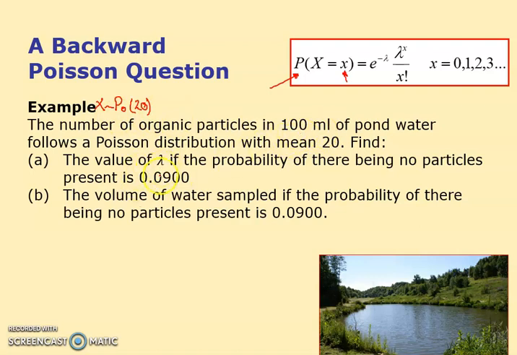Oh, no, right, I see. This is not true. This is true for 100 milliliters of water, but it might not be 100 milliliters of water. That's what they're actually saying. The value of lambda, we want to find it. If the probability of there being no particles present is 0.09 and a bit. Well, this is definitely different. So X now is Poisson, and we don't know what it is. All we know is that the probability that X equals 0 equals 0.09, there being no particles.